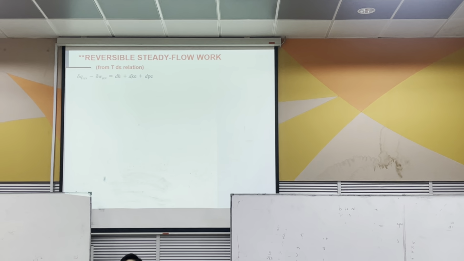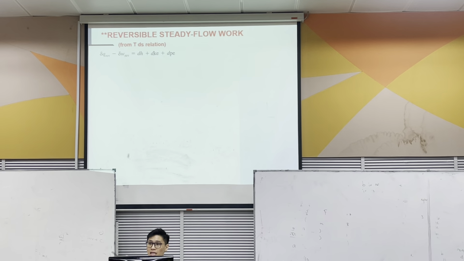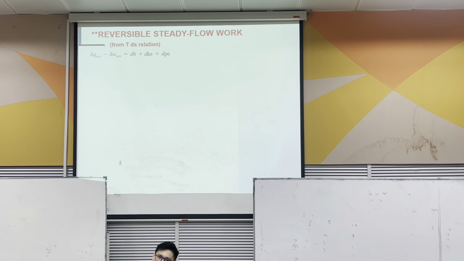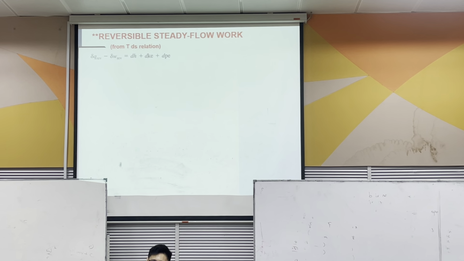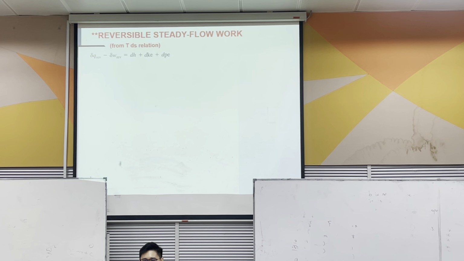Q minus W equals delta H plus K plus P. Previously, we just put in equals out. But if you move them around, it's the same equation. So in this sense, you can also remember this in an easier way, if you don't want to write in and out.